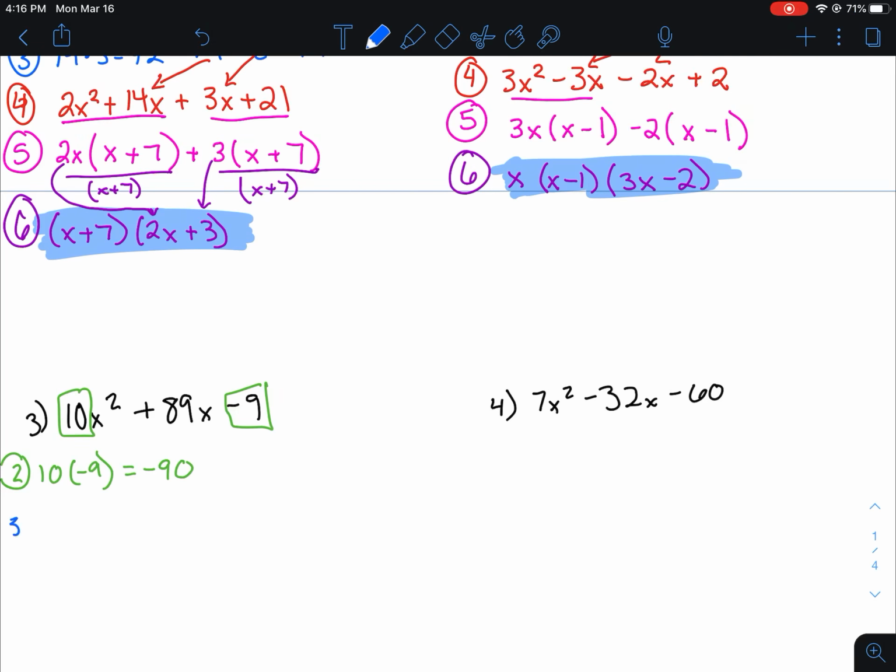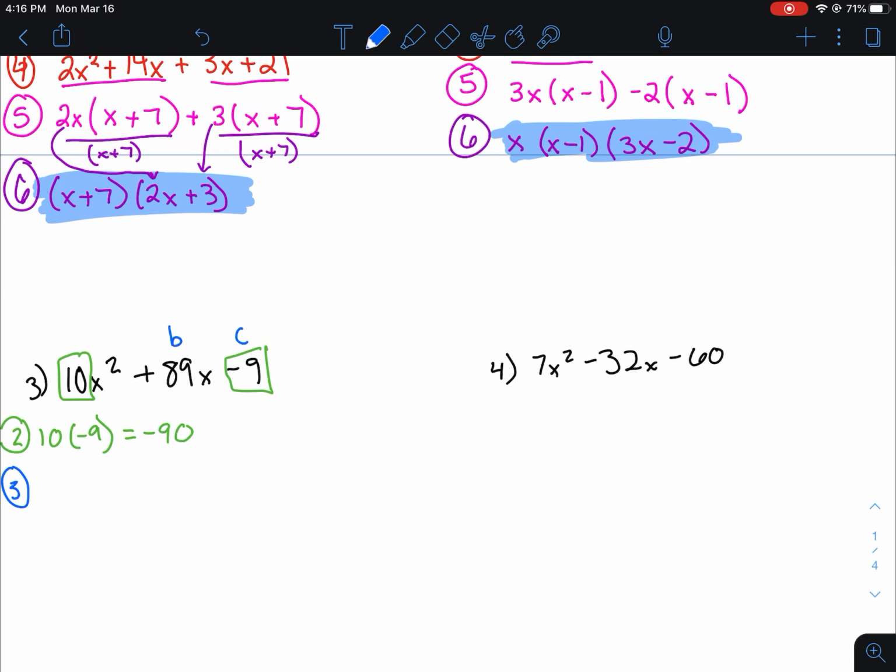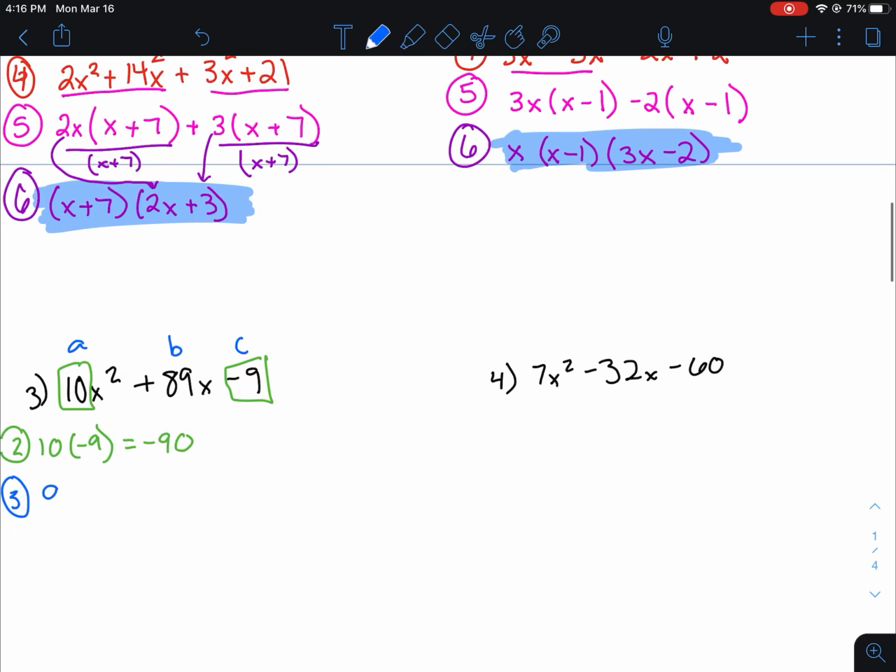All right, so step 3 says, let's figure out factors of negative 90 that add up to our b term, which in this case, again, is 89. So there we go. So our b term in this case is 89, and it's positive. And remember that my product of 10 times negative 9 is negative 90, which means that one factor needs to be positive and one needs to be negative. So I'm actually going to use 90 times negative 1, which gives us negative 90, so that's good. But it also gives us our b term. 90 plus negative 1 is going to give me 89, and that is our b term, so that's what we're going to need to use.